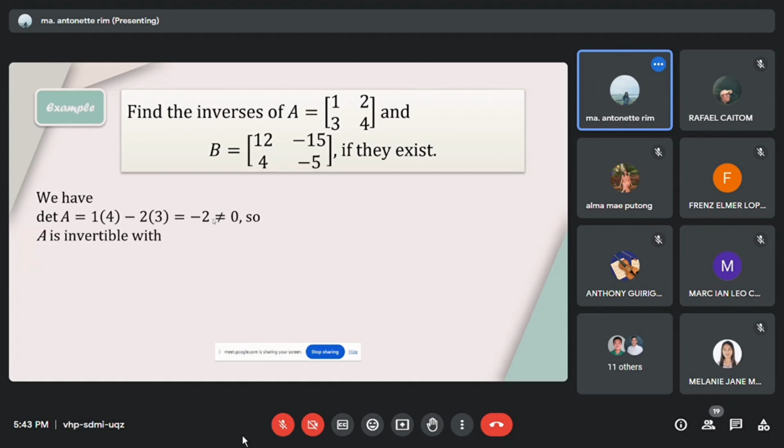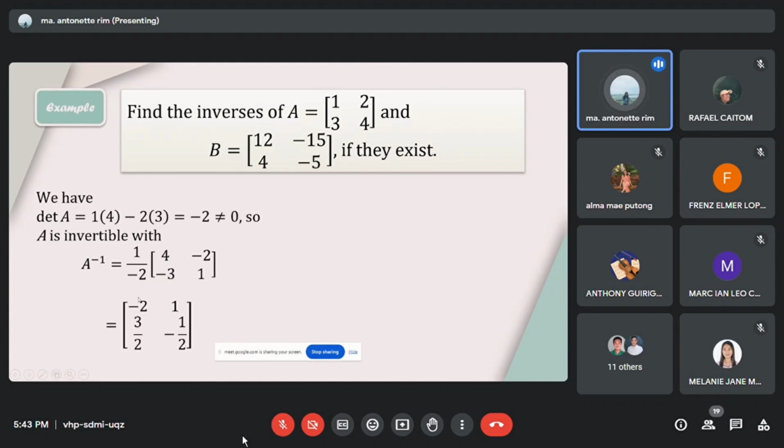So how do we do it? A inverse equals 1 over negative 2, times the matrix 4, negative 2, negative 3, and 1. So we interchange 1 and 4, and we negate 2 and 3, so they become negative 2 and negative 3. So again, what was your answer? Negative 2, 1, 1.5 or 3 over 2, and negative 0.5 or negative 1/2. Okay, thank you. So the answer is correct.